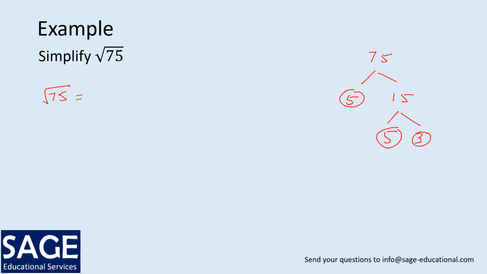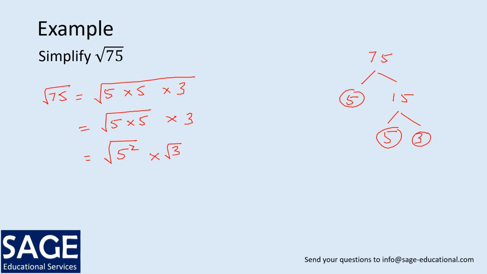So 75 is now equal to 5 times 5 times 3 under the square root, which I can write as the square root of 5 times 5, times 3. And anytime you see a number multiplied by itself under the square root, that's actually its square. So I can write this as square root of 5 squared times 3. And the square root and the square are inverse operations. They undo each other. So the square root of 75 simplifies to 5 times the square root of 3.